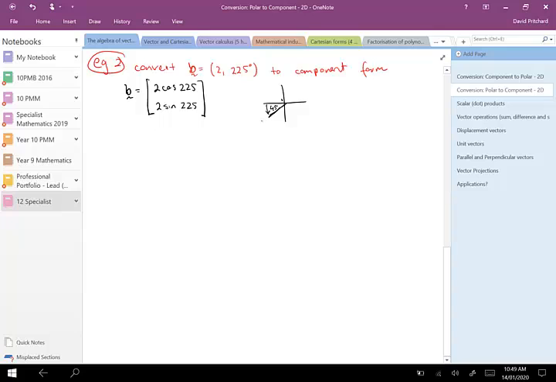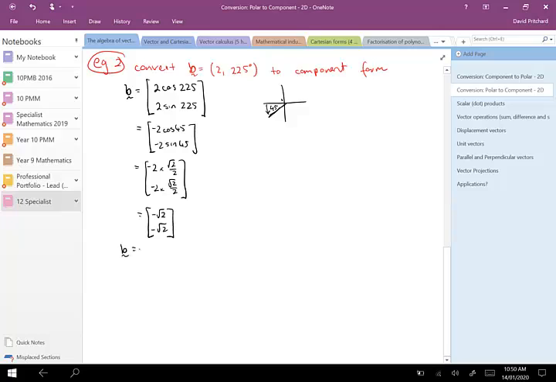In this quadrant, both sine and cos are negative, so that means we could rewrite this as negative 2 cos 45 and negative 2 sine 45. That makes that much easier. So negative 2 multiplied by 1 on root 2, or I suppose we could use root 2 on 2, and then negative 2 multiplied by root 2 on 2. Again, these are standard triangle values, and we end up with negative root 2, negative root 2.